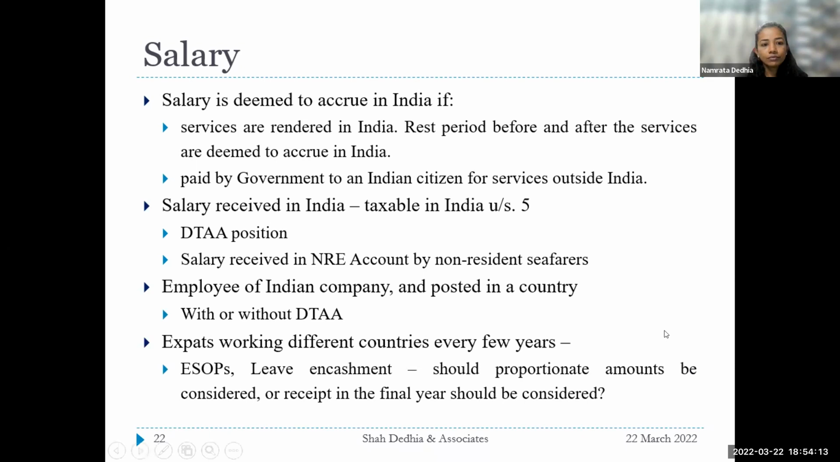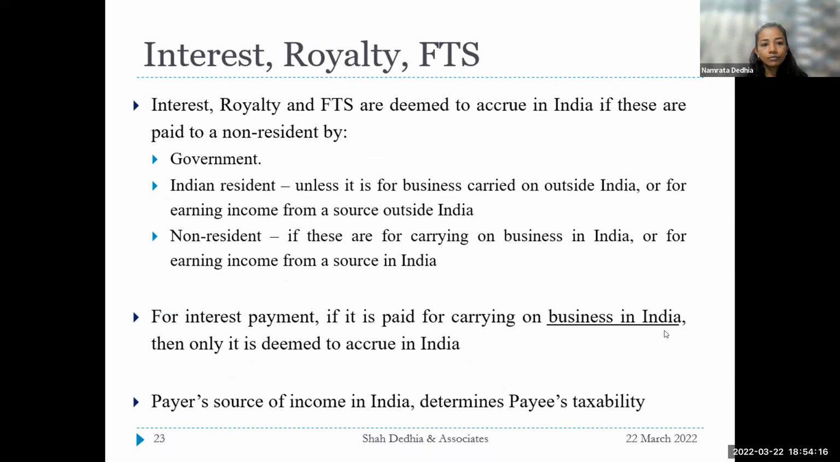Interest, royalties, and FTS, some of the most common transactions, fall under this category. Quickly, broad rules for all three are similar. If they are paid by the government of India, they are deemed to accrue or arise in India and therefore taxable. If they are paid by an Indian resident, by default they are deemed to accrue or arise in India, unless it is for a business outside India or a source of income outside India. And the reverse, if they are paid by a non-resident, they will be deemed to accrue or arise in India only when they are for the purpose of business in India or source of income in India. So in these three categories, if they are taxable in India, all these three incomes have a flat rate of tax on gross basis. So they will be taxed at the rate prescribed under the respective provisions for these sections.